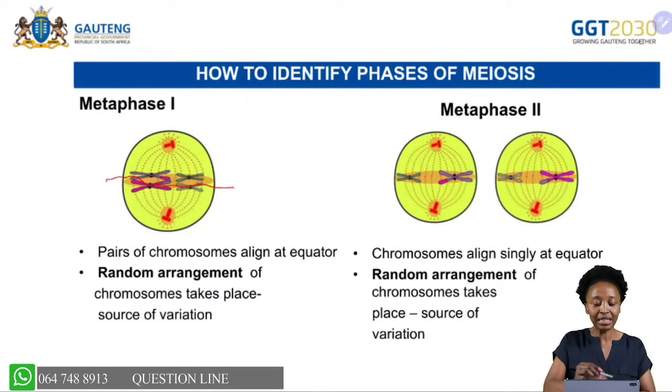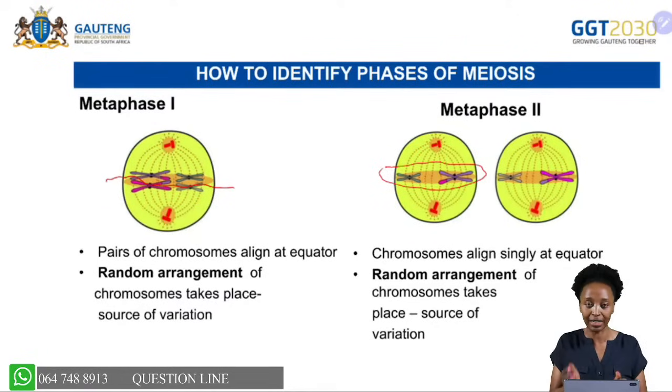So with metaphase 1, they are lying in pairs. So you'll see two lines of the chromosomes. Whereas in metaphase 2, chromosomes are lying in one line, singly, like this. They are not in pairs. So that is how you identify metaphase 1, metaphase 2.